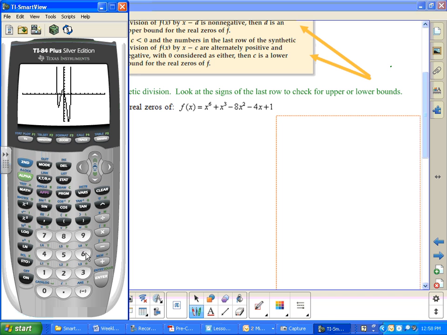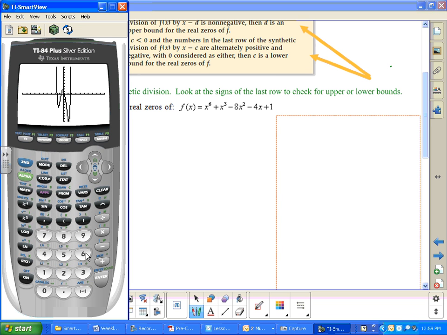Okay. How many zeros do we see? 4. Okay. How many zeros could there be? 6. So somewhere there's either two more outside of that or they're complex, okay? Imaginary, non-real, okay? Not invisible, because they're still there. They're just imaginary, okay?